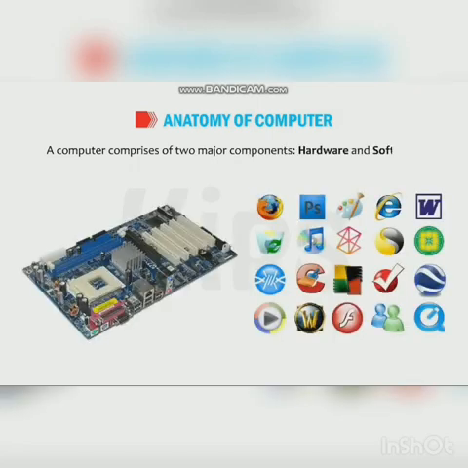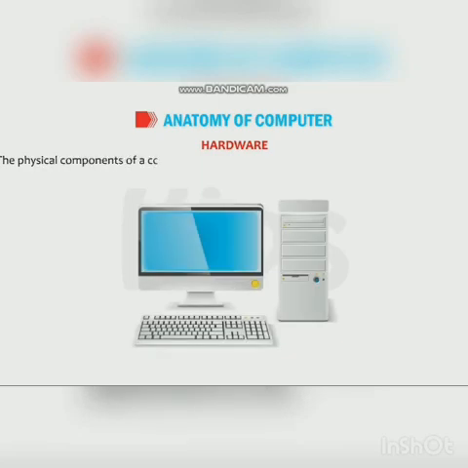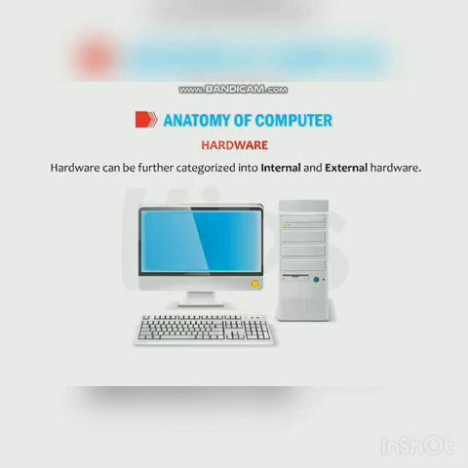Let us first start with the anatomy of computer. A computer comprises two major components, hardware and software. Hardware: the physical components of a computer which we can touch and feel are known as hardware. Hardware can be further categorized into internal and external hardware.